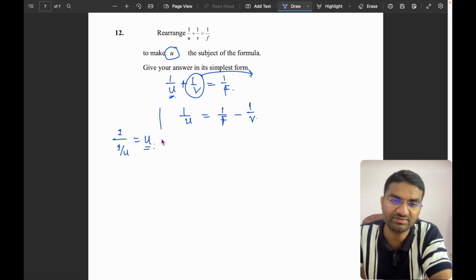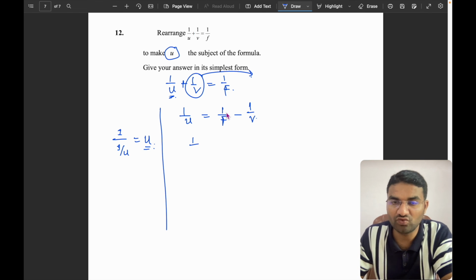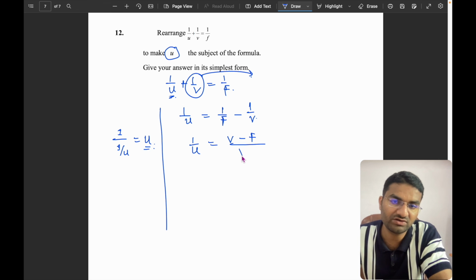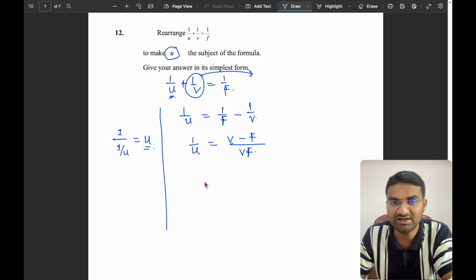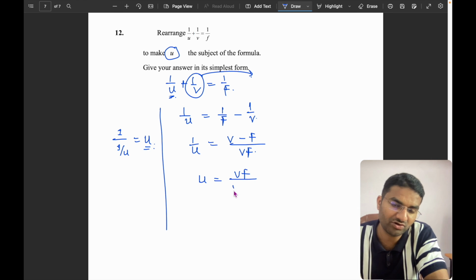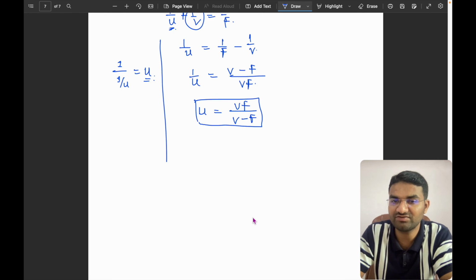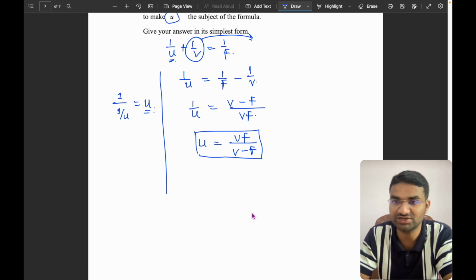So to make this, you have to take the right hand side, 1 upon f minus 1 upon v. So firstly cross multiply. So v minus f over vf. Now you can take the reciprocal. So just u is equal to vf upon v minus f. That's it. That's the formula for u, and this is a 5-mark question even.